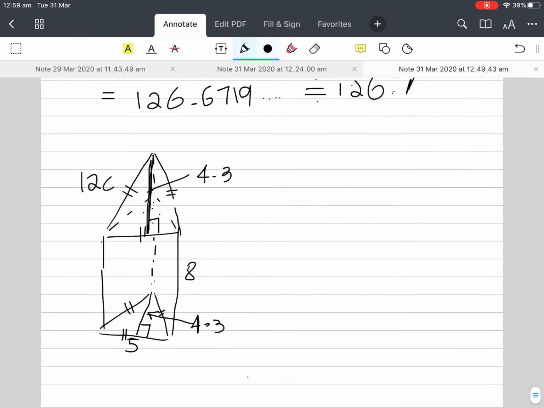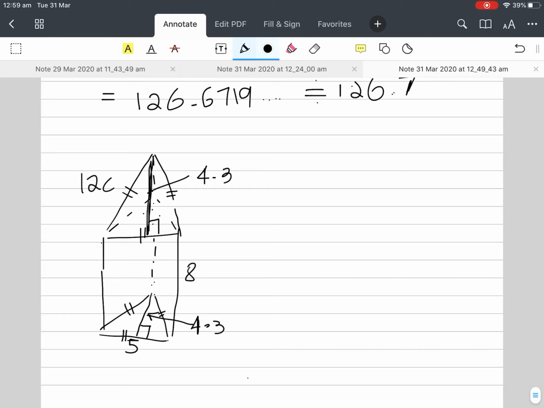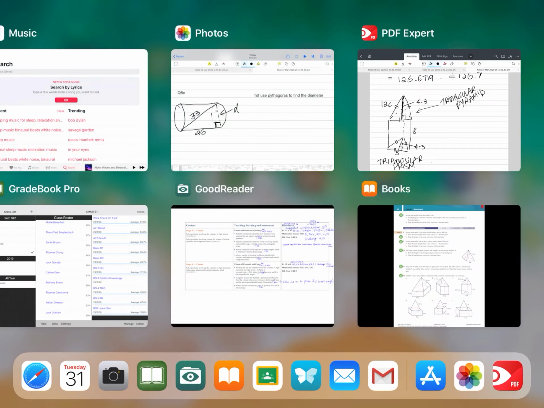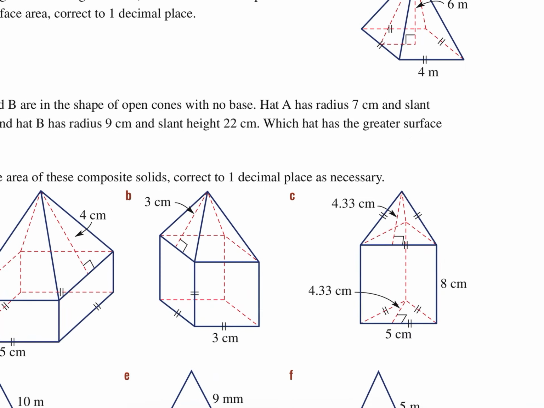Okay, so 12C was another one. Sorry, this is a very crude and disgusting diagram. You basically here, because it's hard to see, this is a triangular pyramid. And on the bottom, I have a triangular prism. Now I think, can't remember, it looks like this, just in case. It's this one here. Okay, so what I'm doing is I am going to find the area of these composite solids, sorry, the surface area.